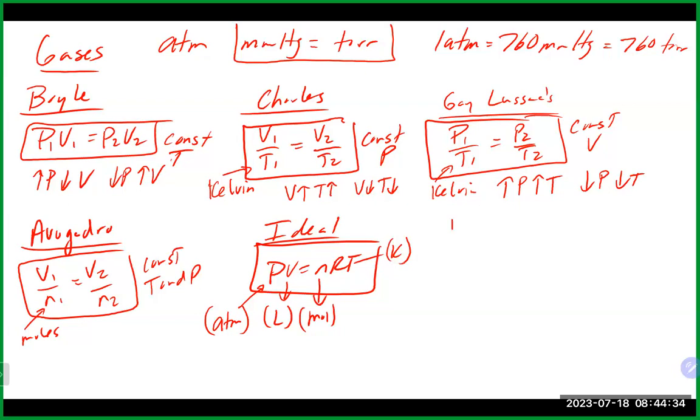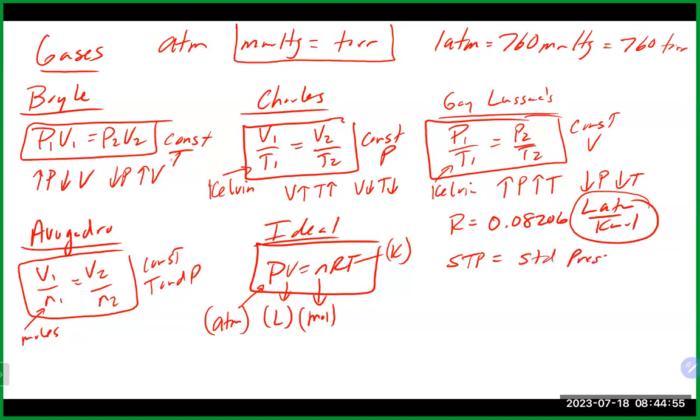And the reason for all that is the value of the gas constant, which is 0.08206 liters atmosphere per Kelvin mole. So that gas constant has all those units, and that's what everything else needs to be in for everything to properly cancel out when you use this. We also talked about STP, which is standard pressure and temperature.